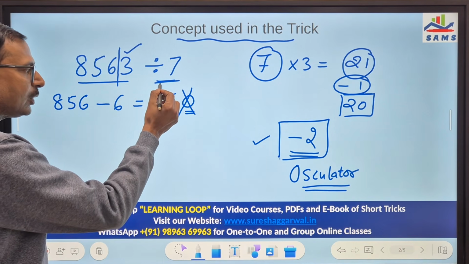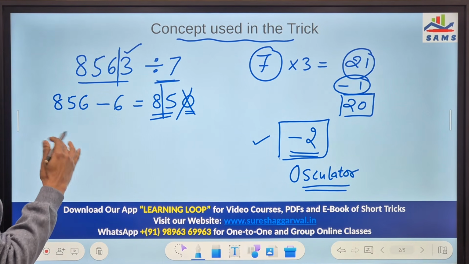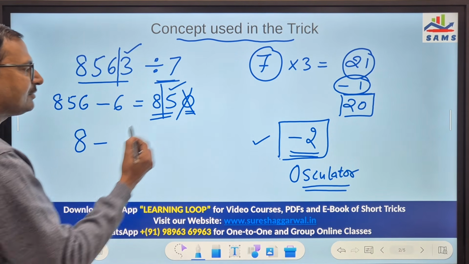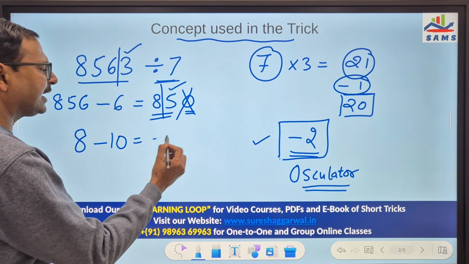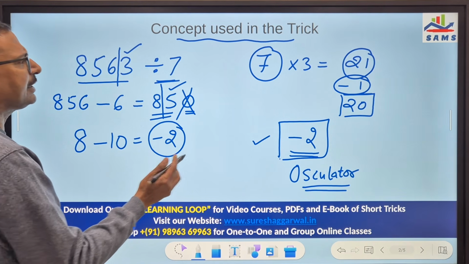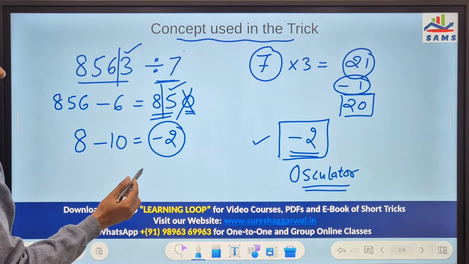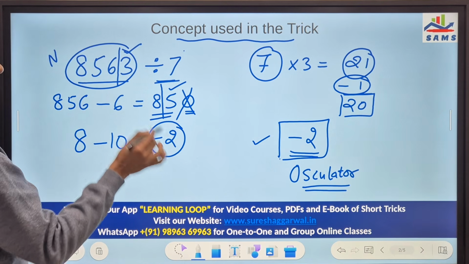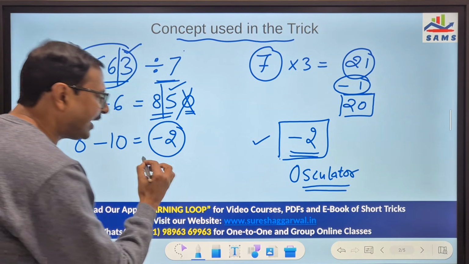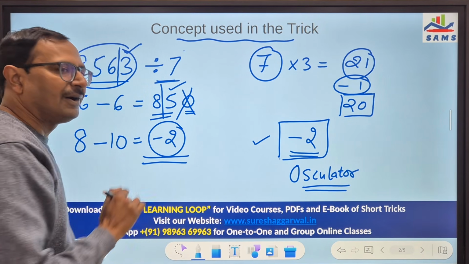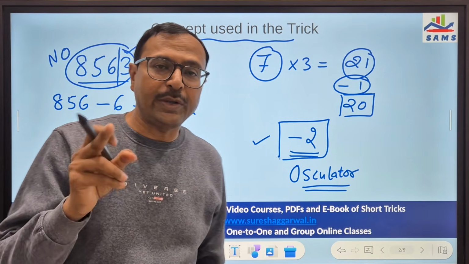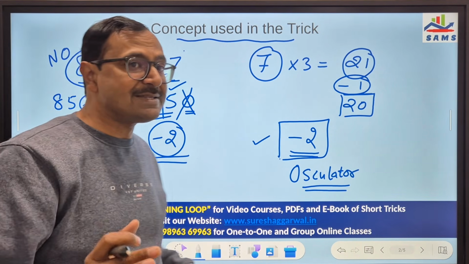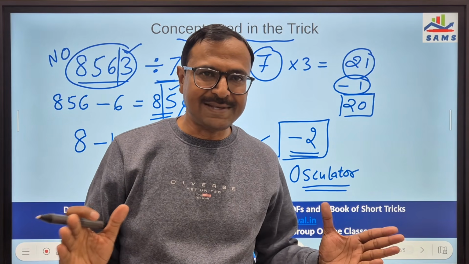So I can separate it out again like this, and I can do 8 minus 2 times this, which is 10, and that gives me a negative 2, and 2 doesn't come in the table of 7, right? And therefore the entire number is not divisible by 7. If I get a multiple of 7 here, or I get a 0 here, then the number is divisible by 7, otherwise it is not divisible by 7.